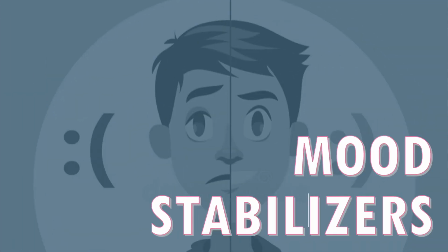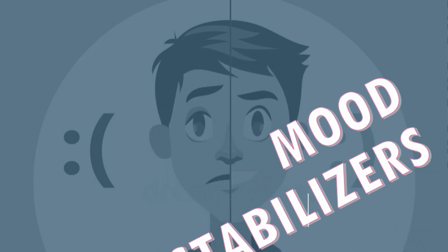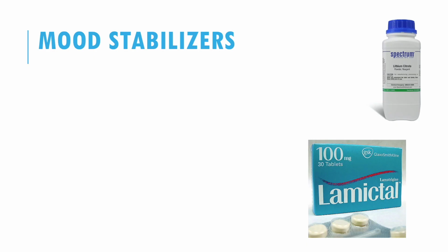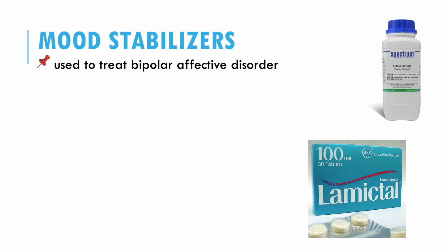At this juncture, we will now walk through to mood stabilizers. Mood stabilizers are used to treat bipolar affective disorder. This is a psychological illness that involves severe mood swings. These mood swings take the form of depression or mania and may last for several months at a time.